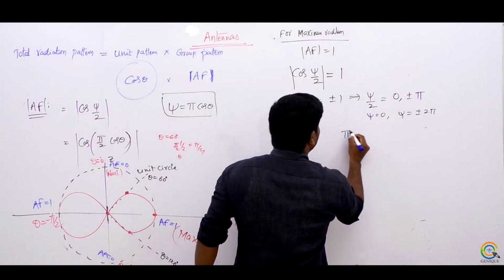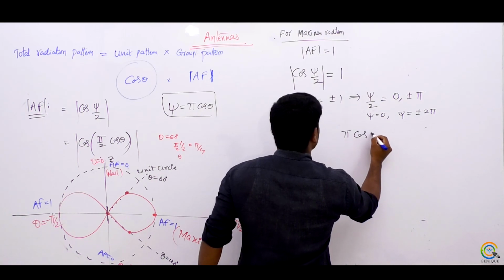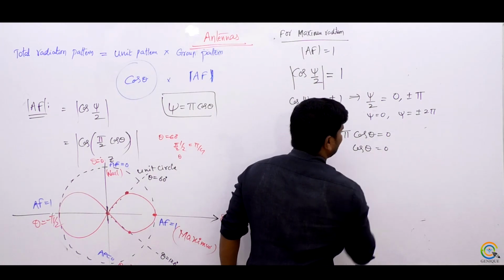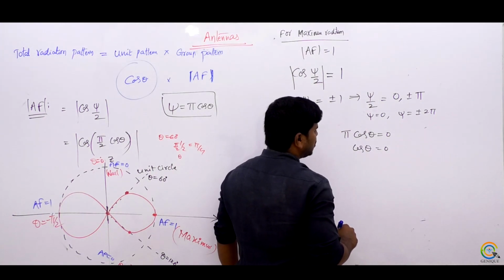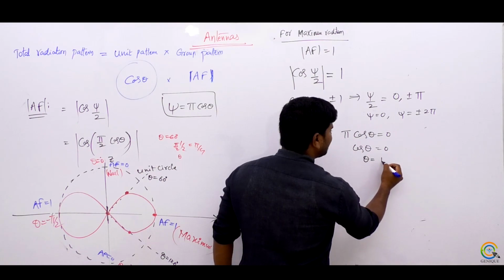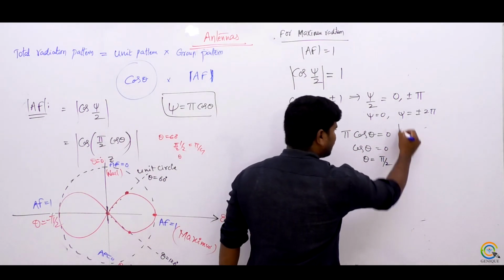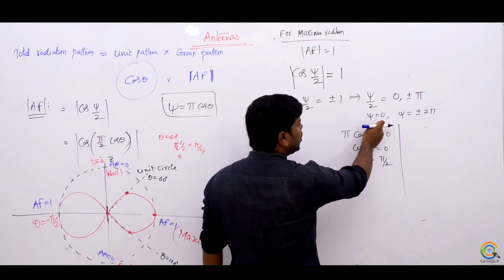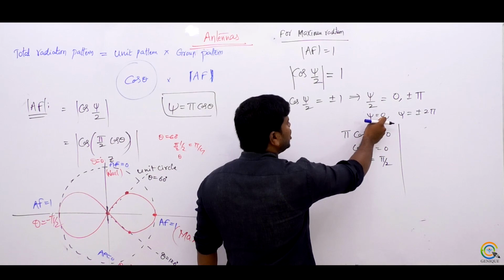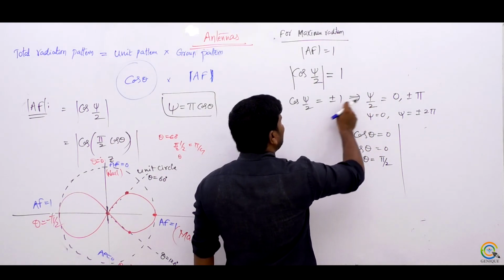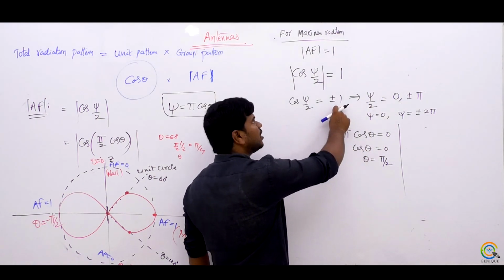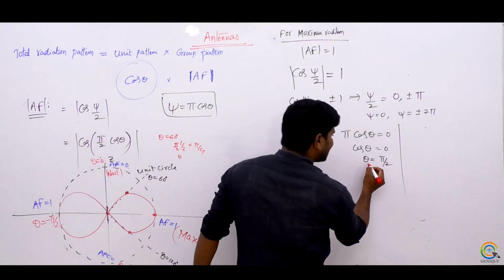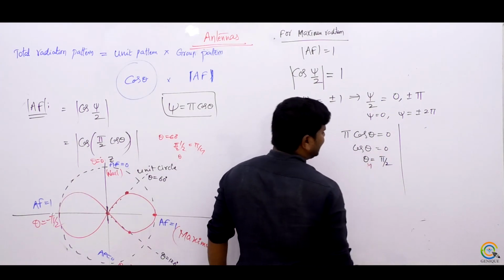Psi is pi cos theta, which is equal to 0. So cos theta is equal to 0. This is one thing. Cos theta is equal to 0 means theta is equal to pi by 2. This is one case. So at theta equal to pi by 2, psi is 0. If we put psi equal to 0, we are getting cos of psi by 2 equal to 1. We are getting the maximum value. So this is called theta max, theta m.